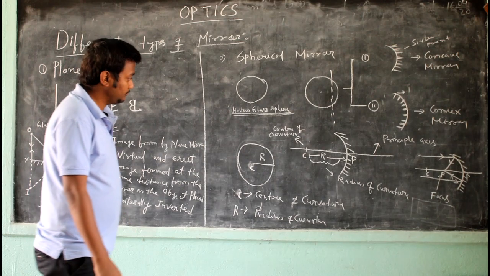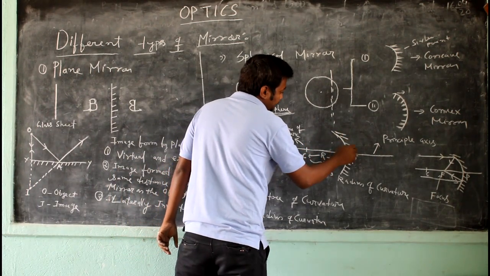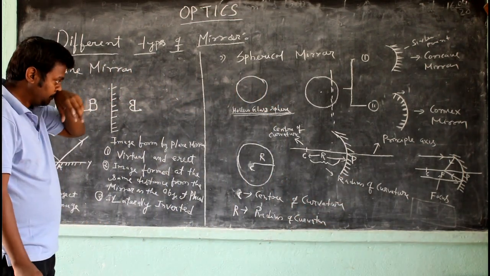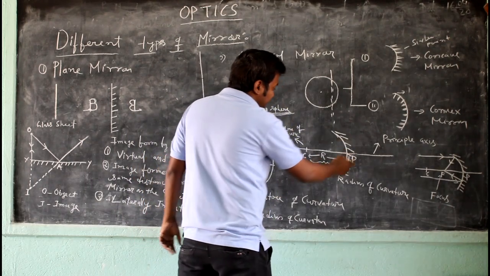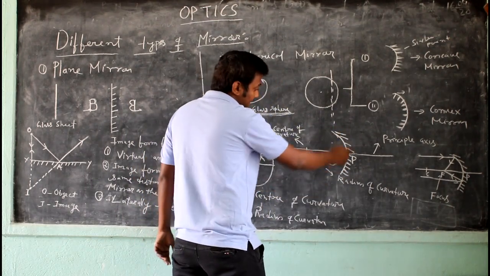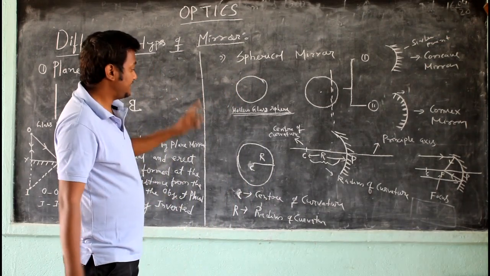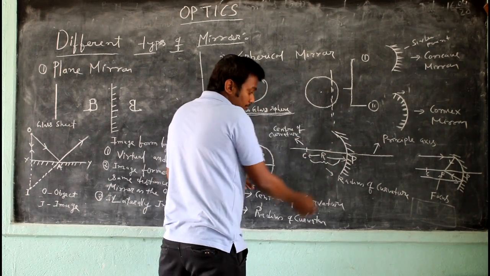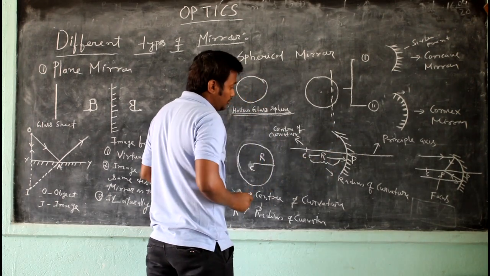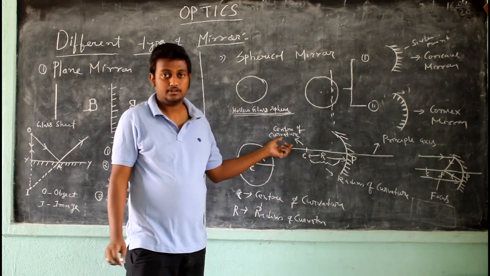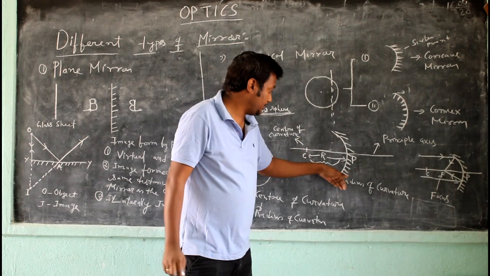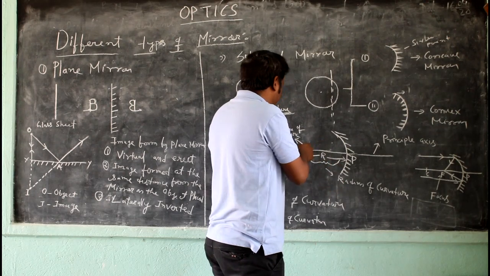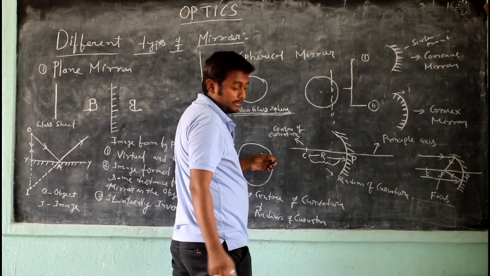Suppose you take one concave mirror. This slice is cut from one sphere. The center of the sphere from which this mirror is made, the center of that sphere, is called the center of curvature. Here is the concave mirror, and the center from which this slice is cut, that center is called the center of curvature.